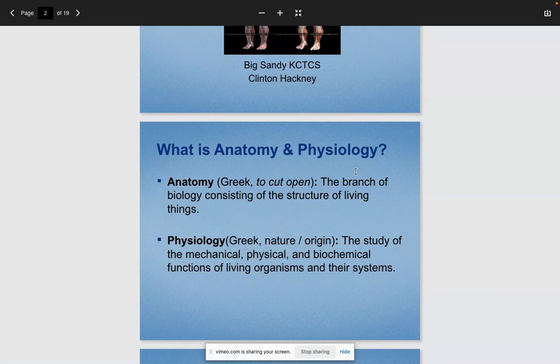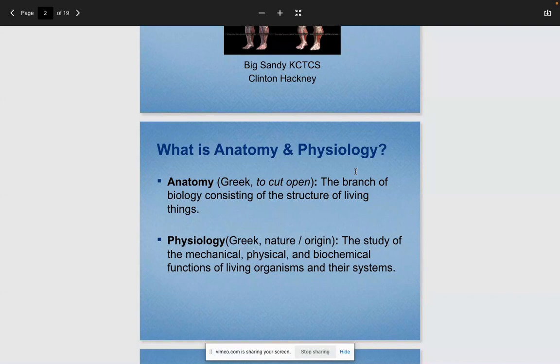Let's use the heart for example. The heart is made up of three different layers. You've got the pericardium, which is the outside, the endocardium, which is the inside, and the myocardium, which is in the middle. That would be the anatomical structure of the heart. But all of those different layers may have different functional purposes. What is the overall function of the heart? Well, the heart is responsible for taking blood, sending it out into the body right after it's received oxygenation from the lungs. So we're talking about the physiology of the heart.